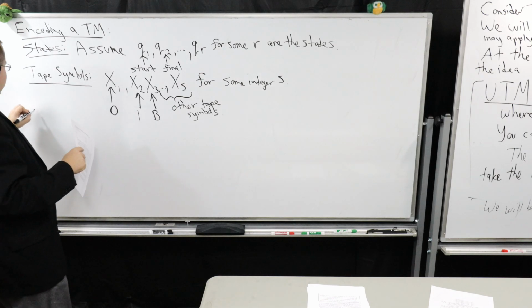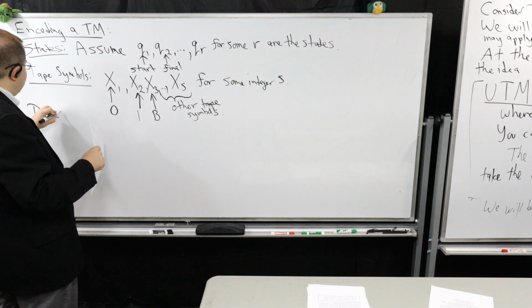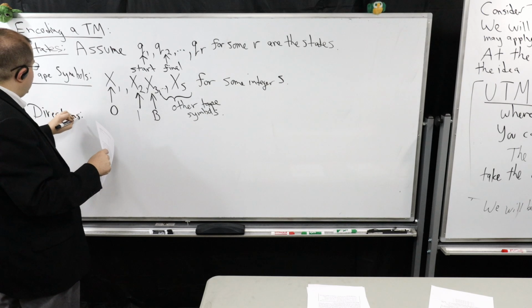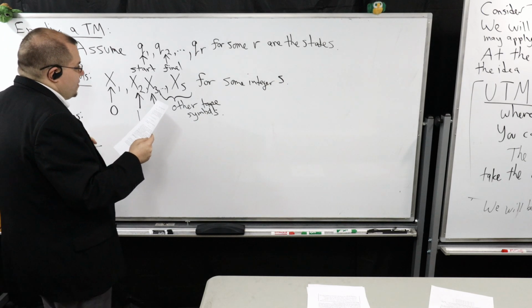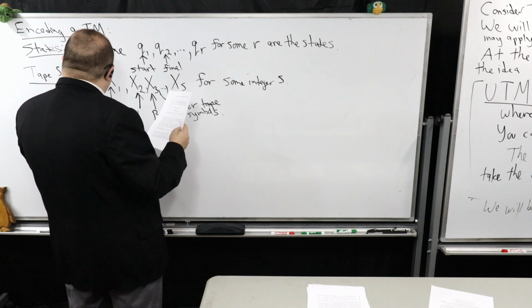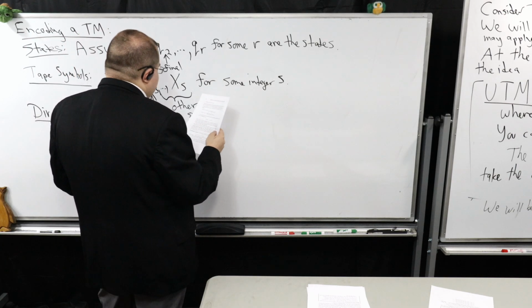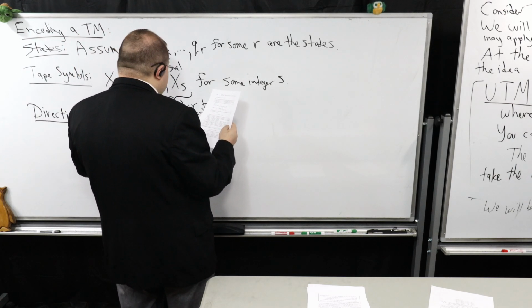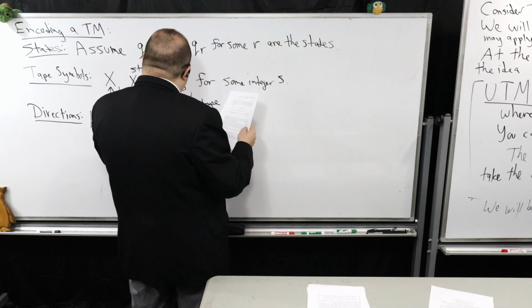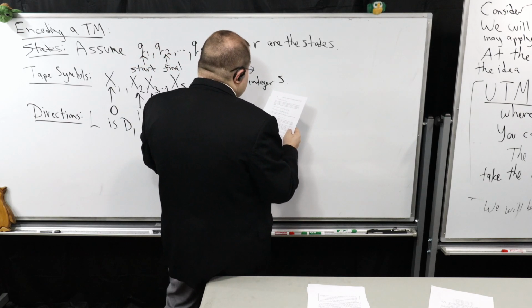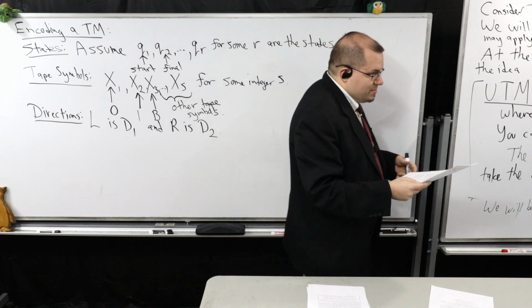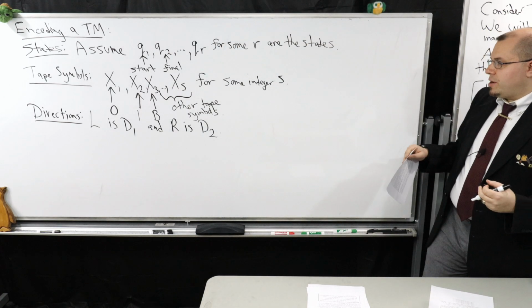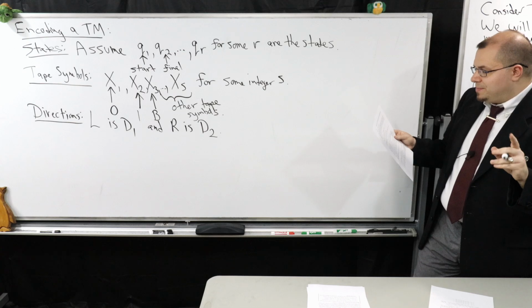How about the directions? So let's talk about the directions. Remember, we just have left and right. So I'm going to call left D1, and right is what I'm going to call D2. Like I said, there's many ways you can encode a Turing machine. This is just going to be one of them.